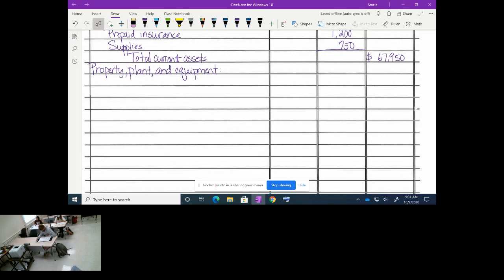All right, so the first thing they have got listed that we can put in property, plant, and equipment is what? Land. Land. Okay, so we're gonna use this middle column for land.